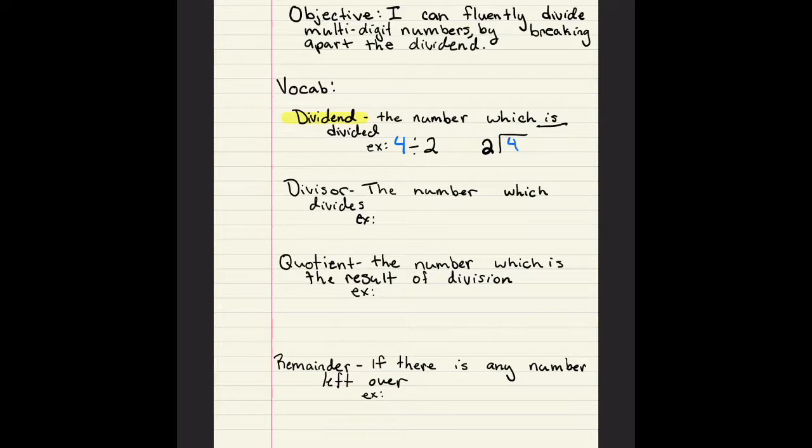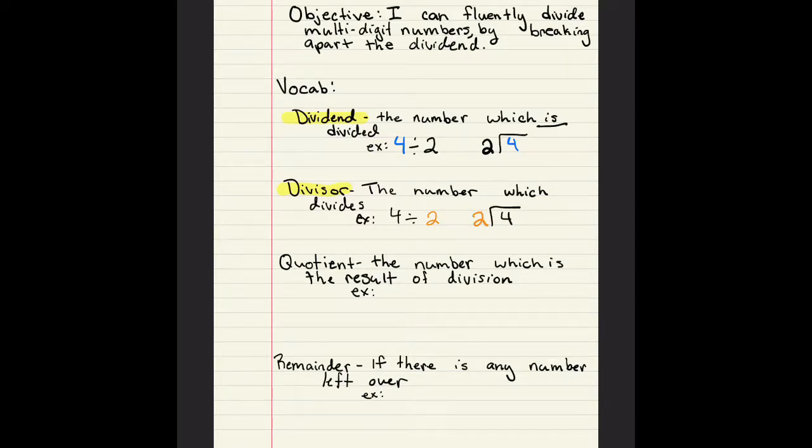All right, next we have the divisor. And the divisor is the number which divides. So it's the number doing the dividing. So if we had 4 divided by 2, then it's the 2, because it's breaking the 4 into 2 pieces. And then it would be written like this.